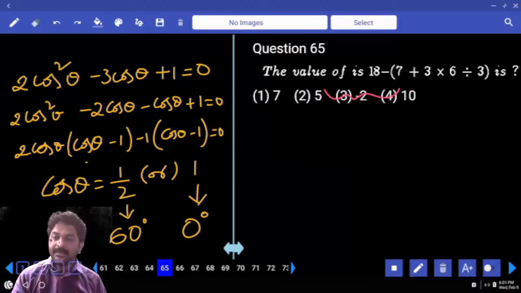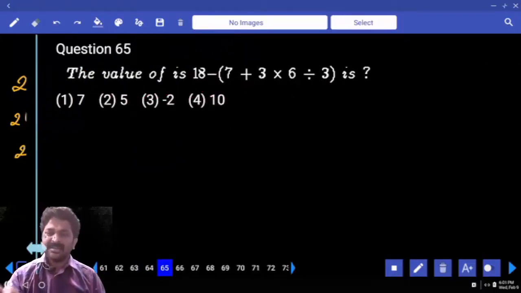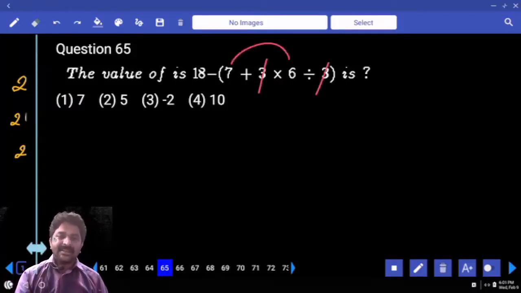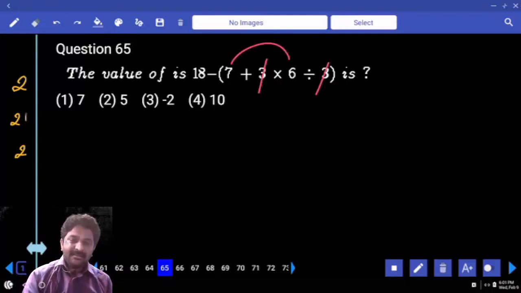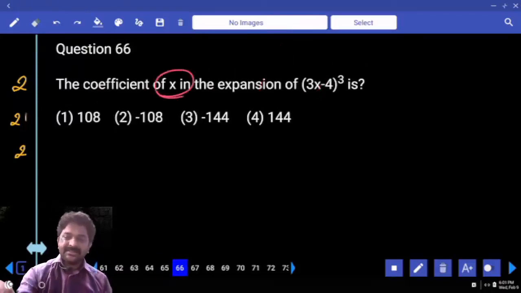Right, so come on, this one. Divided by 3, into 3 gets cancelled. 7 plus 6, 13. 18 minus 13, 5. Second option.